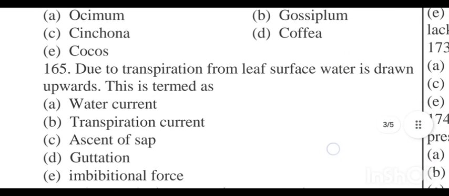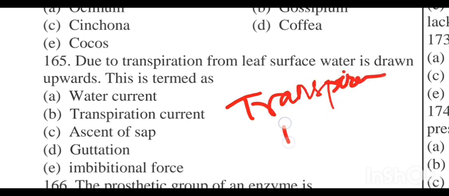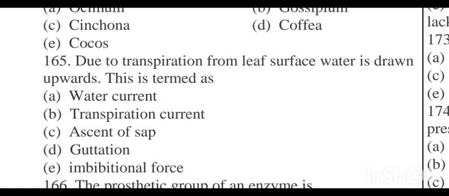Due to transpiration from the leaf surface, water is drawn upward. This is termed as the transpiration pull. Actually the exact term is transpiration pull, so it is absent in the options. I think transpiration current should be the right answer.